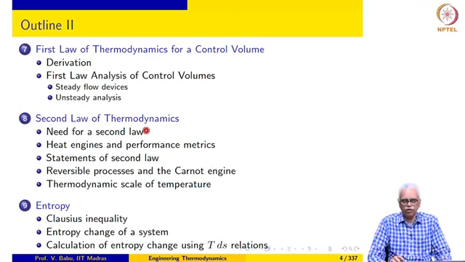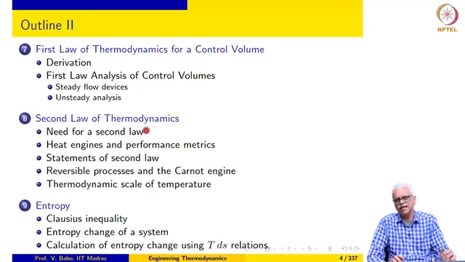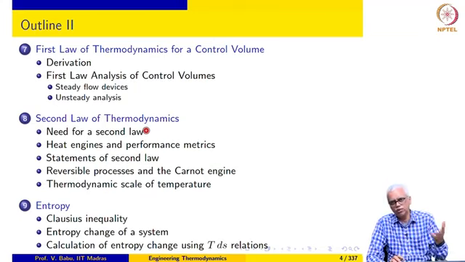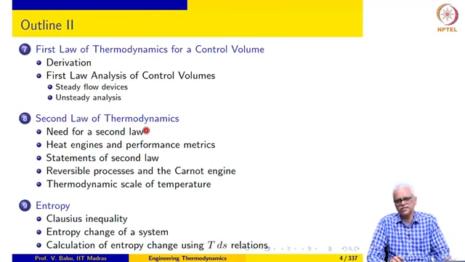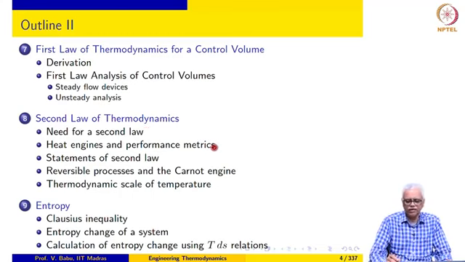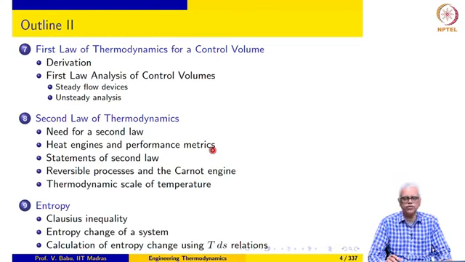Then we define formally what heat engines are, both direct engines as well as reverse engines. Direct engines are ones that produce power. Reverse engines are ones that absorb power but do something useful for you, like for instance a domestic refrigerator or an air conditioner and so on. Okay. And we define appropriate performance metrics for these devices, the direct ones and reverse ones.